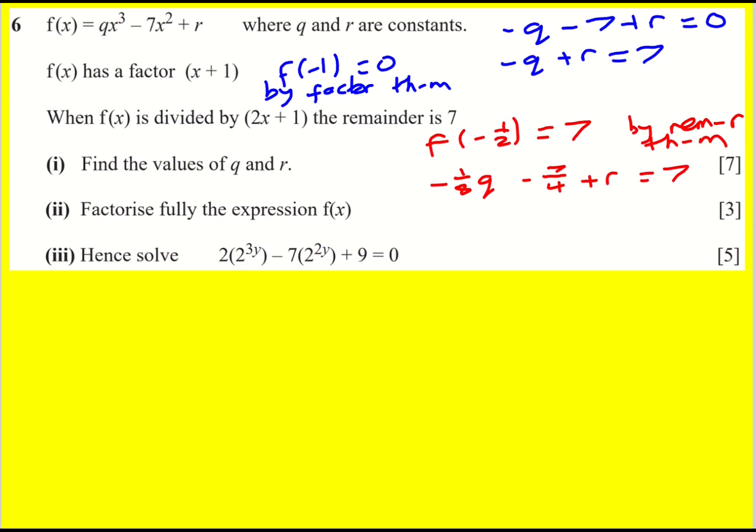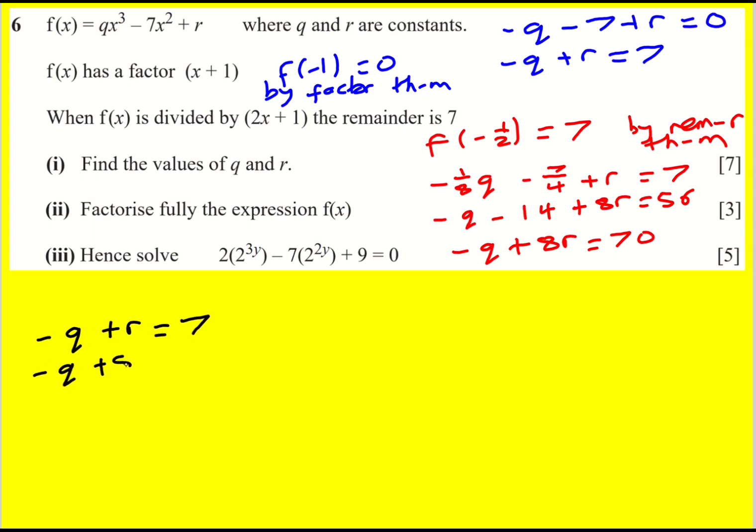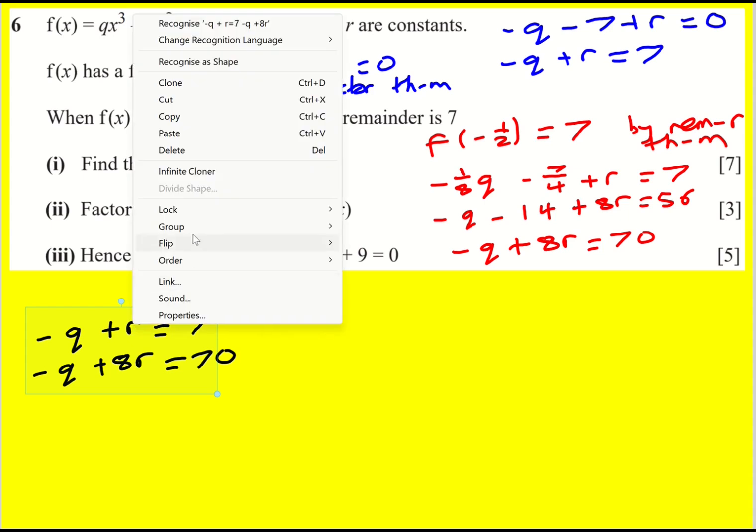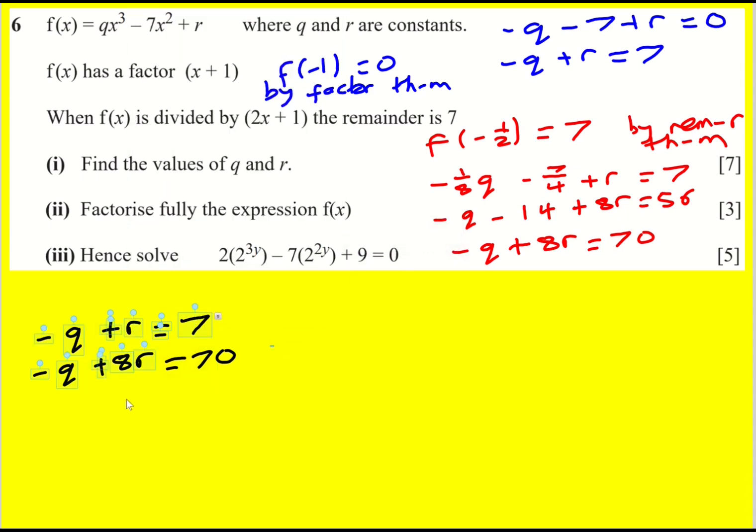I'm going to times through by 8 here. So I'll get minus q minus 14 plus 8r equals 56, which means minus q plus 8r is going to equal 70. I've got two equations, two unknowns. Let's just write them here together. Nice thing is that the coefficients of the q are the same, so I can just directly subtract them. Put that one above and then subtract.